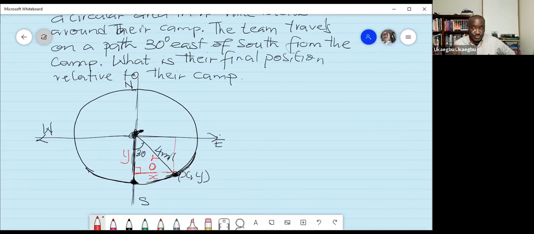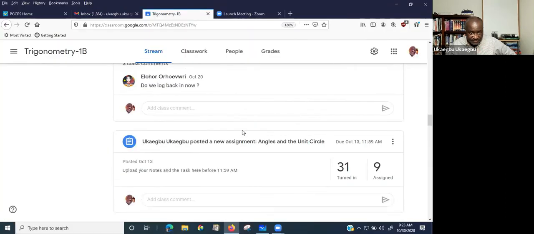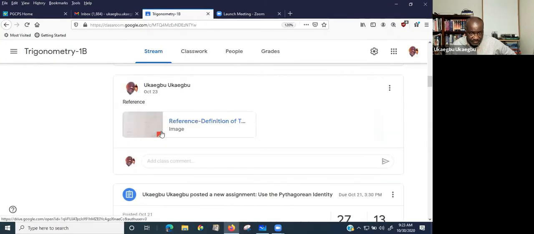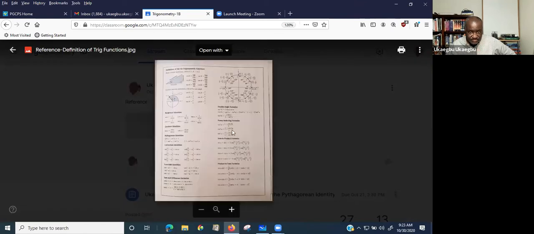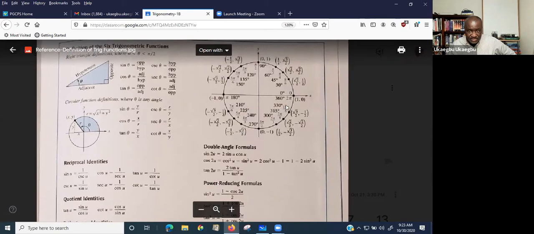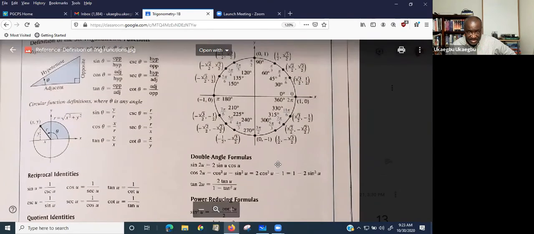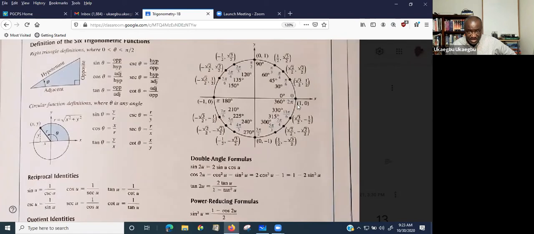At this point, there are two ways you can solve this problem. You may use the chart that I gave you. I want you to pull it out from your Google Classroom. You may use that chart and locate what coordinates this corresponds to, if it is there. So let's do that first. The chart that I gave is the trigonometry reference. Okay, look at it. I am going to enlarge this. Now I hope everybody can see this very clearly.